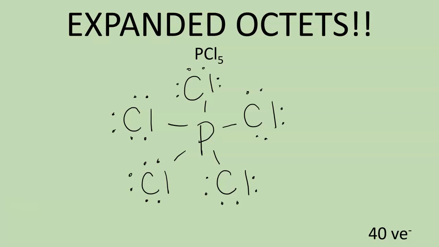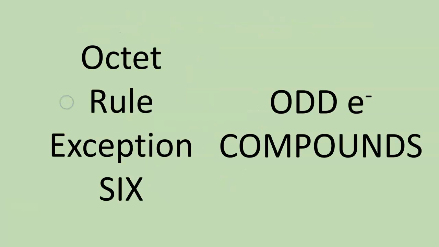When I say period 3 or lower, I mean period 3 down, and as you go down, the numbers go up. So you have period 3, period 4, period 5. Anything from period 3 down on the chart can have an expanded octet. I want to make sure that you understand where that expanded octet is coming from.